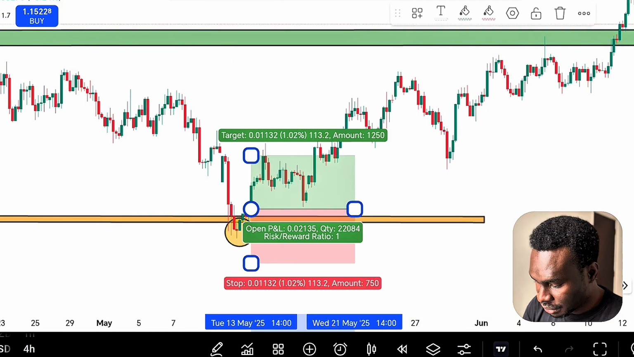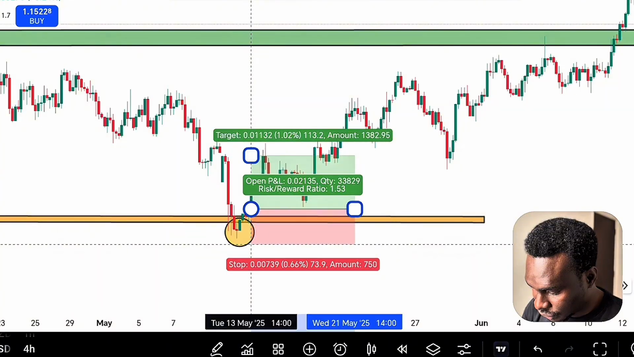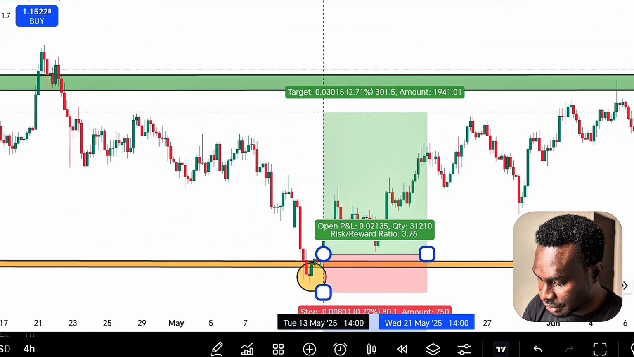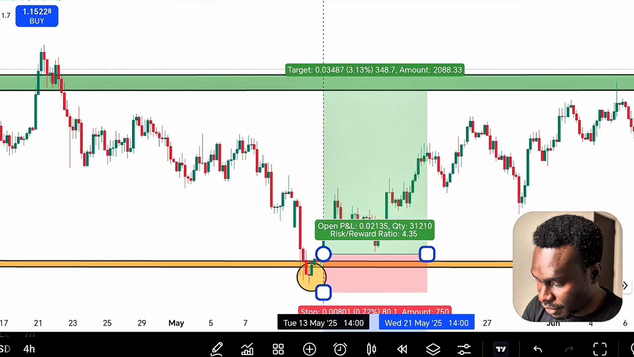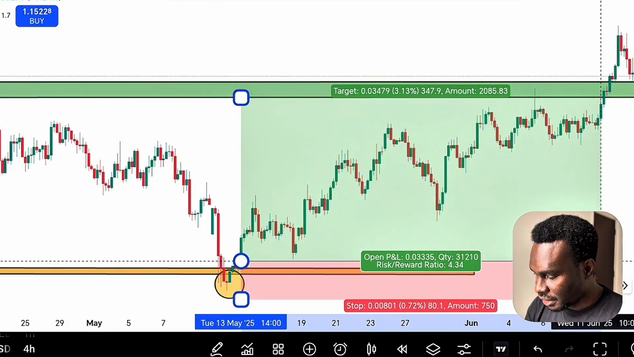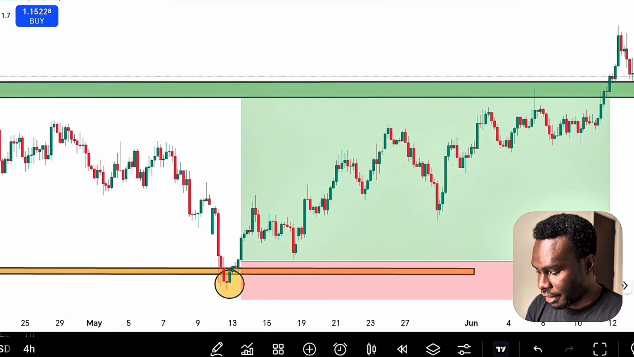support level, and then my stop loss just below the candlestick, and I aim for the most recent high or the next support level, as the case may be. This gives me a risk reward of 1:4. And you can see very clearly that we got our take profit right here.